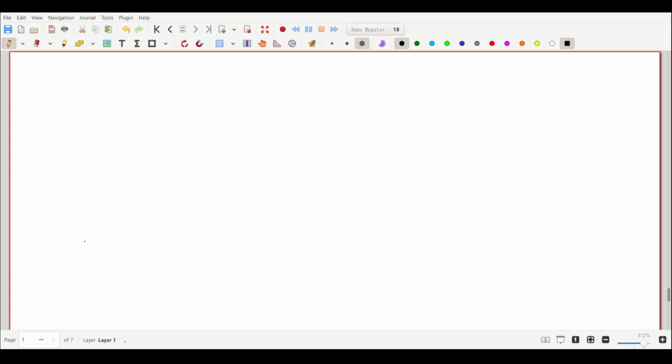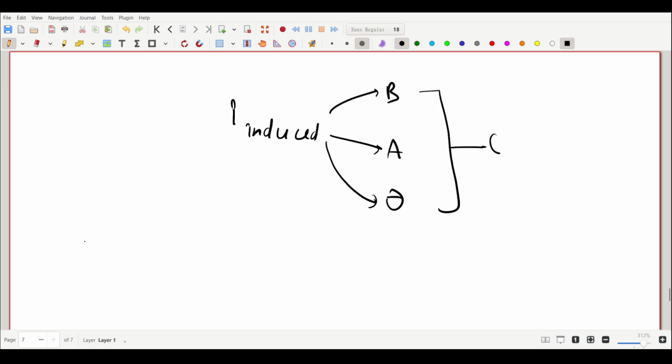So we have seen that I is induced out of three conditions: B is changing, area is changing, or theta is changing. And you combine that and you say if either of the three changes, that means flux has to change. Magnetic flux has to change, because magnetic flux equals what? BA cos theta. It includes these three. If any one of them changes, B changes, A changes, theta changes, flux will change definitely.